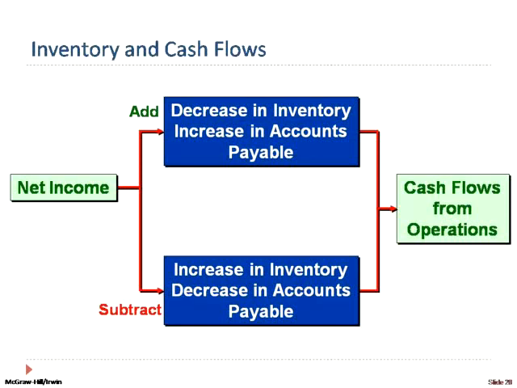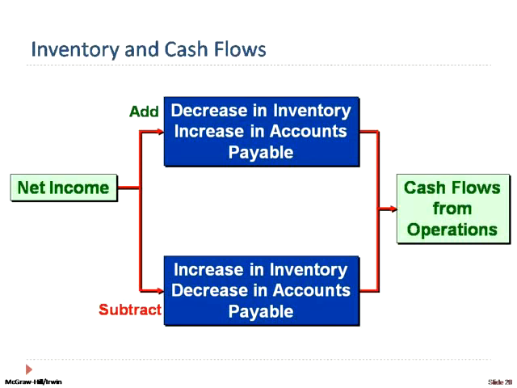When a net decrease in inventory for the period occurs, sales are greater than purchases, and thus the decrease must be added in computing cash flows from operations. When a net increase in inventory for the period occurs, sales are less than purchases, and thus the increase must be subtracted in computing cash flows from operations.